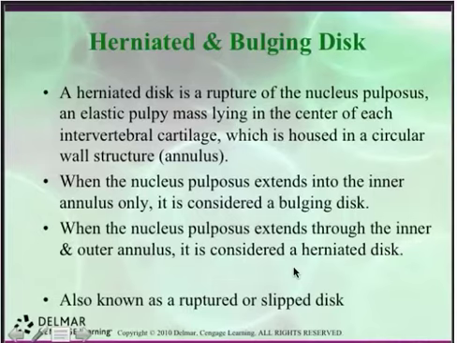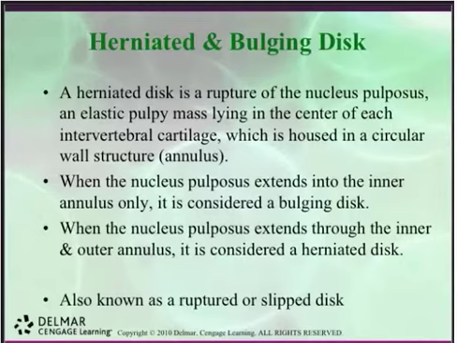The danger here is pressure on the spinal cord and pressure on the spinal nerves, and this is often accompanied by numbness or perhaps loss of function. It's also known as a ruptured or a slipped disc. The intervertebral discs, remember, are an important part of the amphiarthrotic joints of the vertebral column, inside which the spinal cord runs.